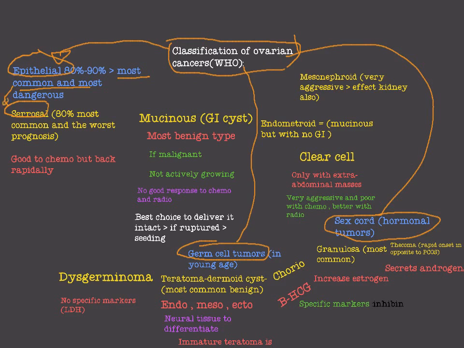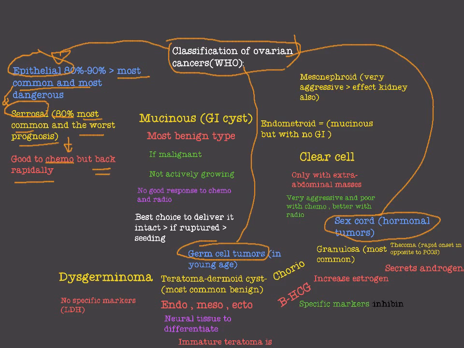cancer. It constitutes again 80%. It is the most common, and it has the worst prognosis. The serous type epithelial cancer of the ovary has a good response to chemotherapy. But the problem is that this cancer comes back rapidly. So you treat with chemotherapy, the cancer disappears for a while, then it comes back. So this is the serous type.